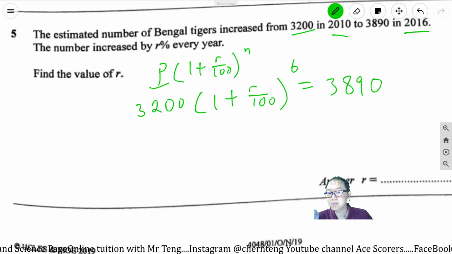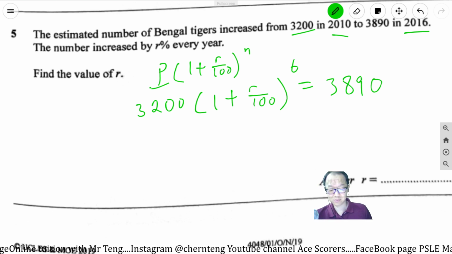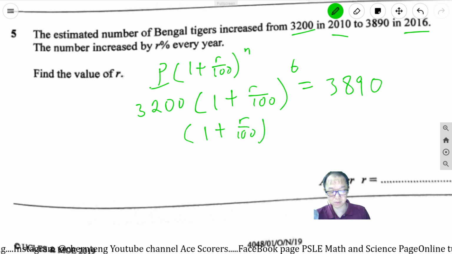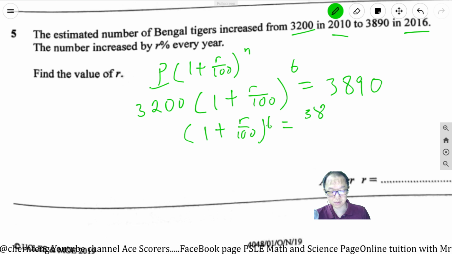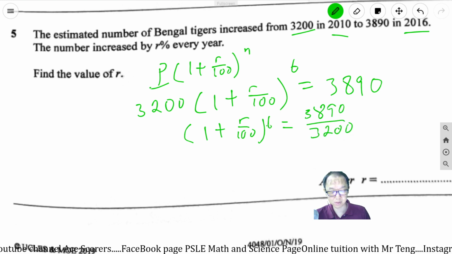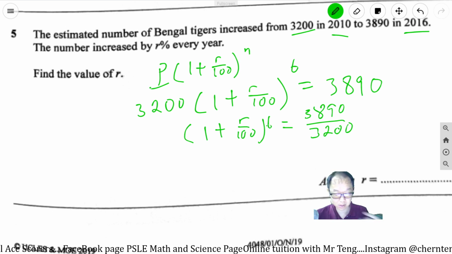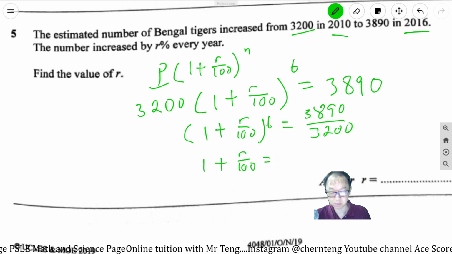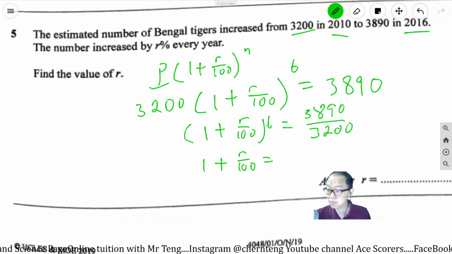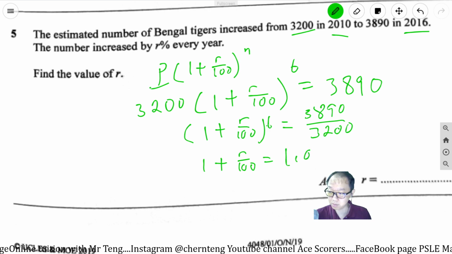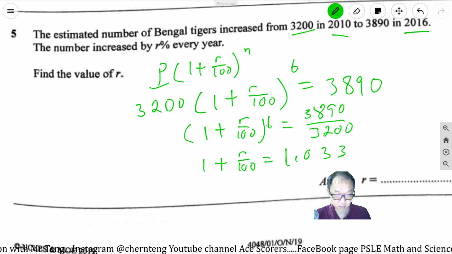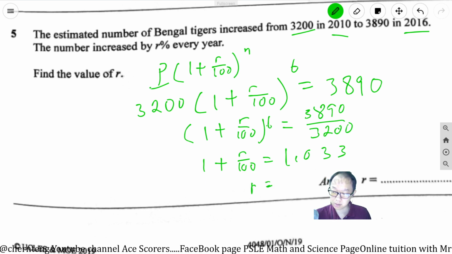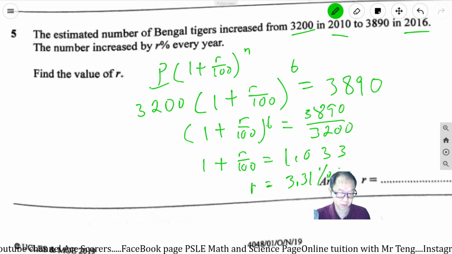Okay, so now what you need to do is, of course, find R. How to find R? Get rid of the 3200. (1 + R/100)^6 equals 3890 divided by 3200. You do your calculations and take the sixth root of the whole thing. Use your calculator. This will give you something like 1.033. Calculator check. So your R effectively becomes 3.31%. Something like that.